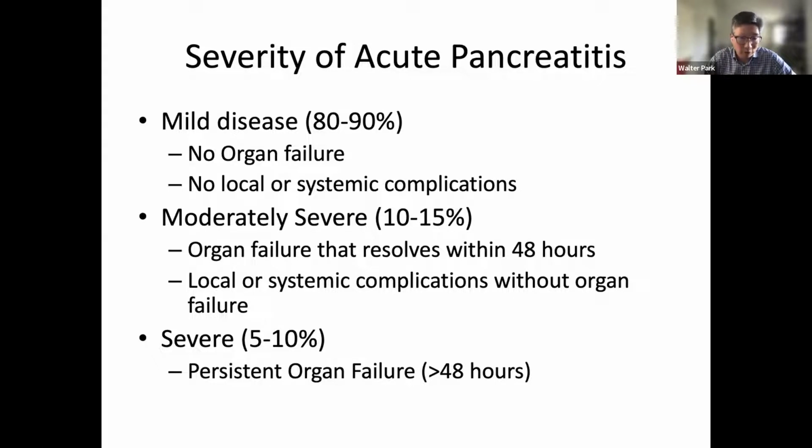Followed by moderately severe disease, a range of 10 to 15%, where you may see organ failure, but it's transient and resolves within 48 hours. And there may be local systemic complications without organ failure, such as necrosis or peripancreatic necrosis. And finally, there's severe disease, now defined as persistent organ failure of greater than 48 hours.